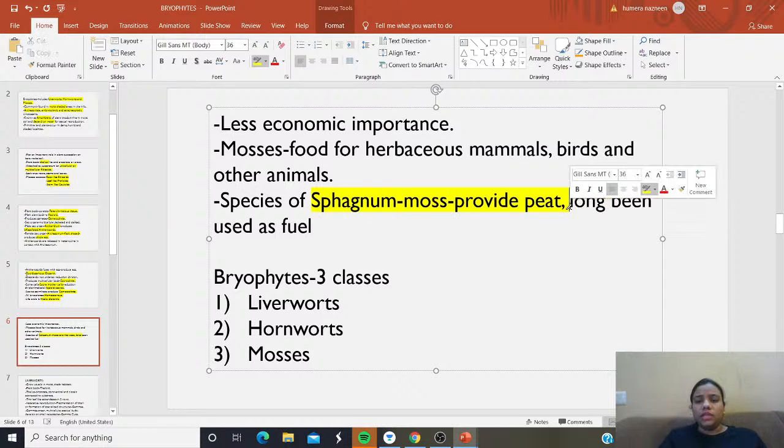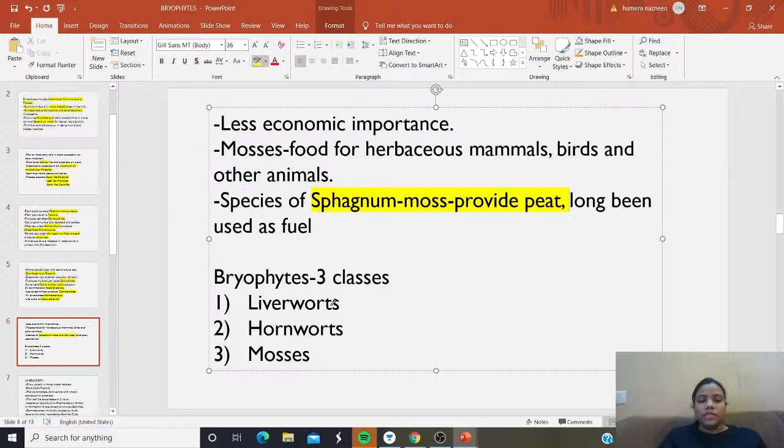So when compared to other plants, bryophytes are of less economic importance, but still a few mosses provide food for herbaceous mammals, birds and other animals. Then species of sphagnum provide peat. Sphagnum is also a moss and it provides peat. What is peat? Peat has long been used as a fuel.